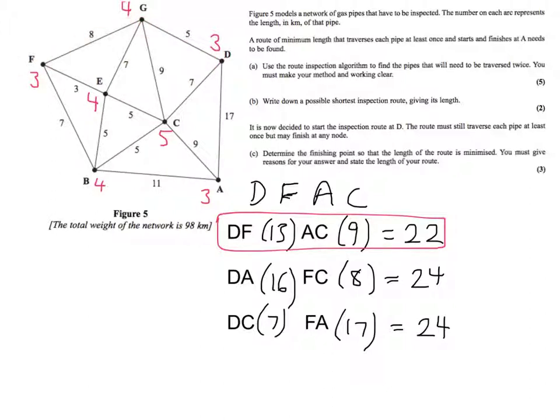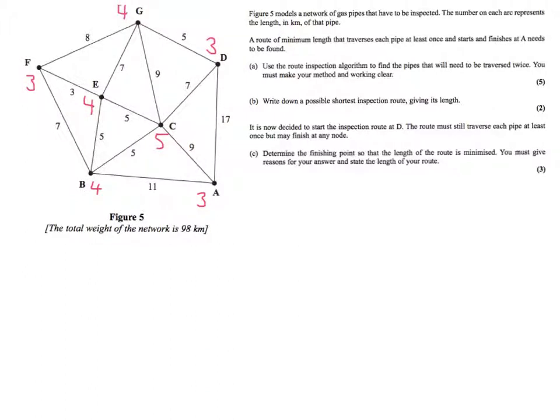So actually, the routes that need to be traversed twice are DG, GF, and AC. It's really important that we don't just write out DF and AC, because that won't get us the final marks. Next, we're going to look at part B, which asks us to find a possible shortest inspection route and give its length.